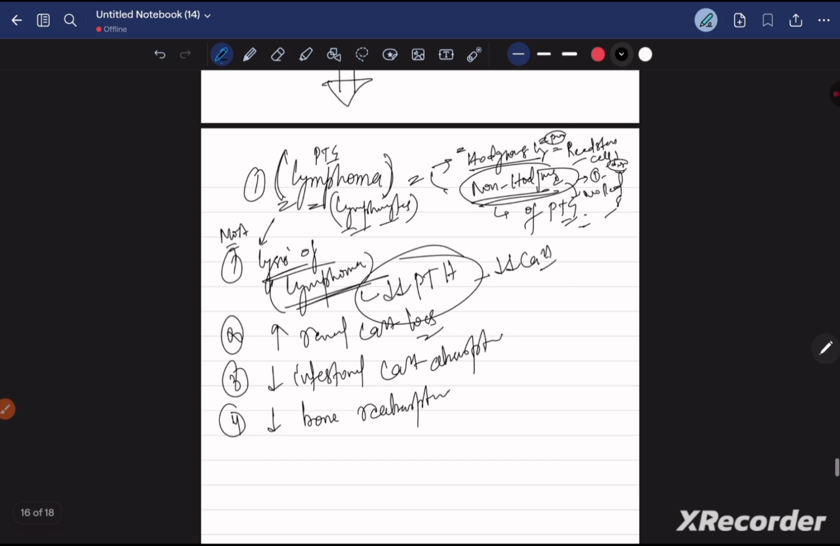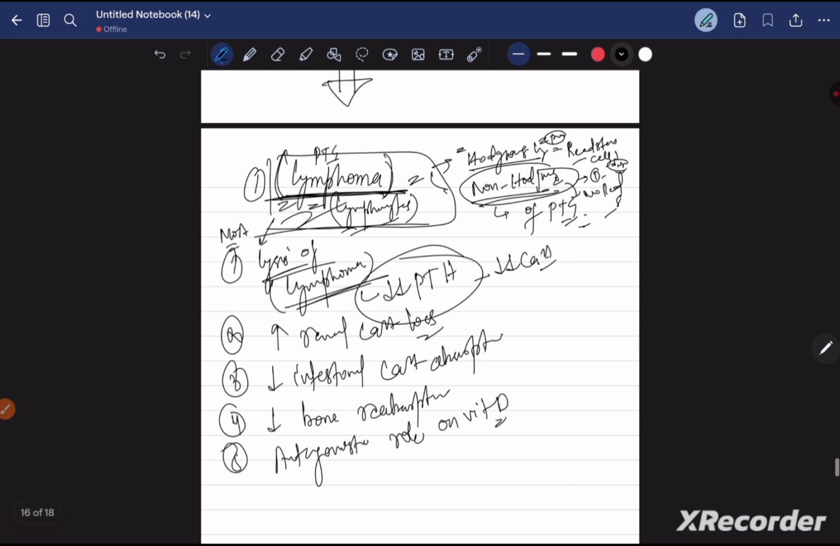Okay, it will also decrease the calcium level. And fifth, it has an antagonistic role on vitamin D. Okay, so these are the mechanisms of action, how these glucocorticoids work. And remember, they are only used when a clinician is certain that this hyperparathyroidism is because of the lymphoma. Okay, so you won't find any response using these glucocorticoids in other neoplasias except the lymphoma.